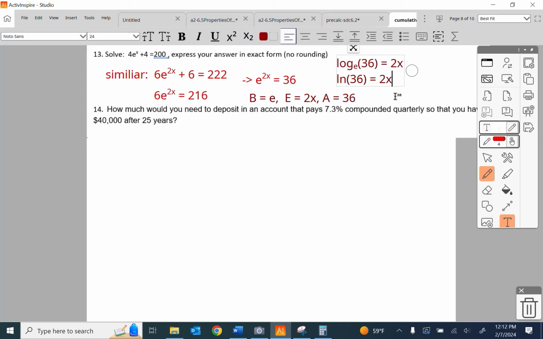And I'm just going to divide by 2, and I'm going to be done. That's the natural log of 36 sitting pretty over 2, and that's my answer. You do the same thing, exactness.